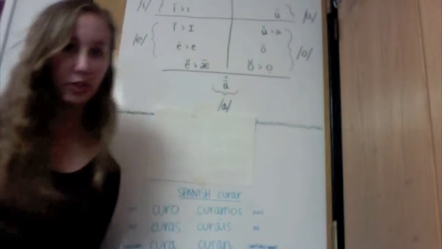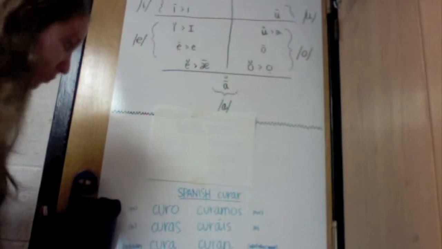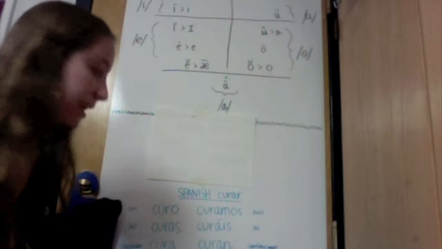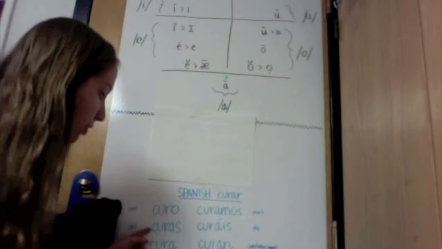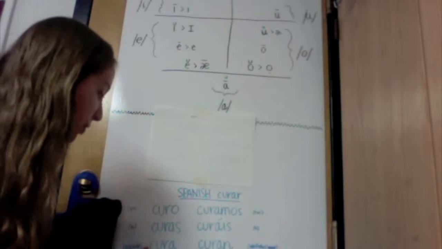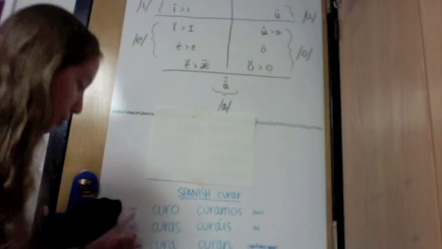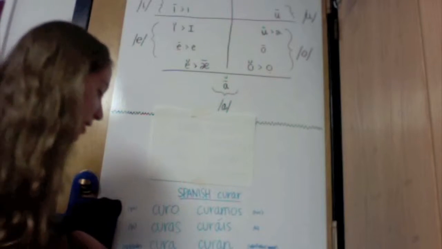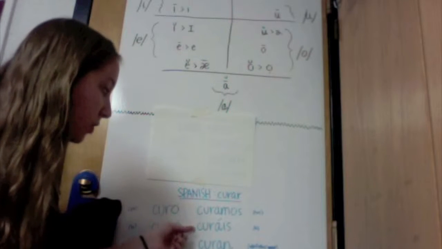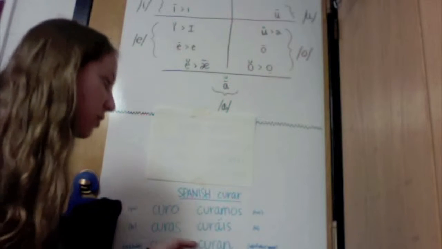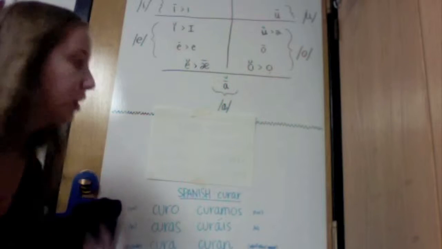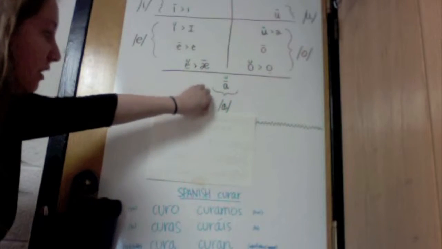In Spanish, the verb curar should all look familiar to you. And it's conjugated like this: curo, curas, cura, curamos, curáis, curan, for yo, tú, él, ella, usted, nosotros, vosotros, ellas, ellos, ustedes. And that should all look familiar. In Latin, it looks very similar.